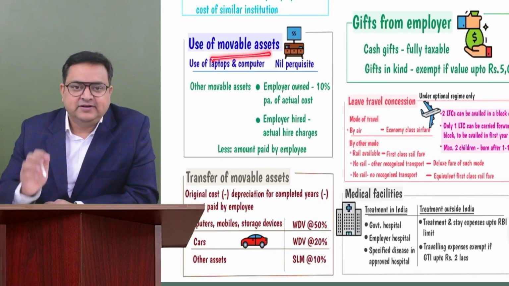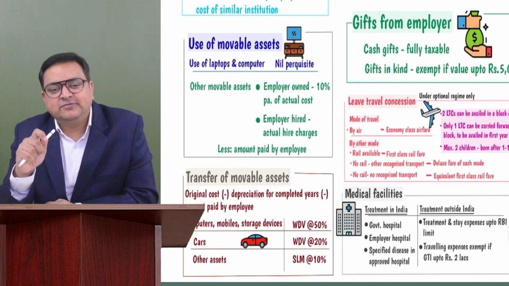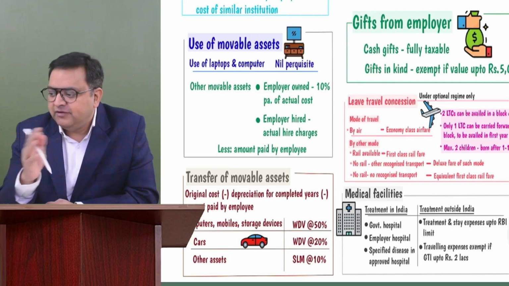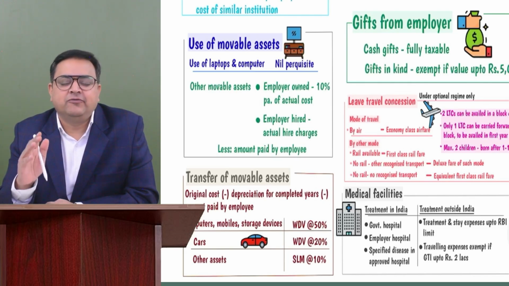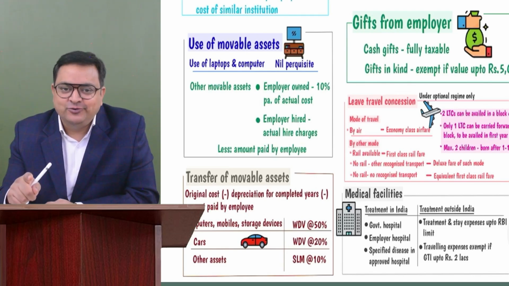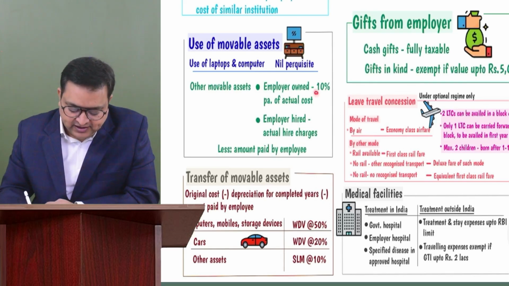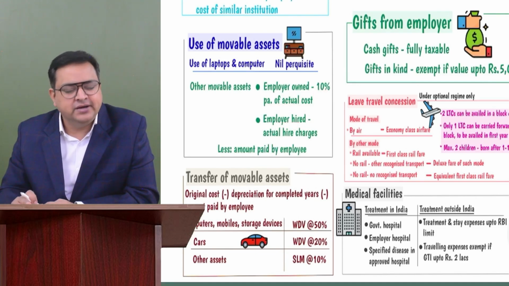Use of movable assets. I've already told you that it's a thumb rule. Whenever the asset has been given to you for use, you can use it till you are an employee. After that, you have to give it back. So in that case, it is 10% per annum of the actual cost, not the written down value. But if the computer or laptop has been given to the employee, it is a tax-free perquisite. So for use of asset, it is 10% per annum of the actual cost. And if it is hired by the employer, then you have to take the actual hire charges. Got it? These are the perquisites.